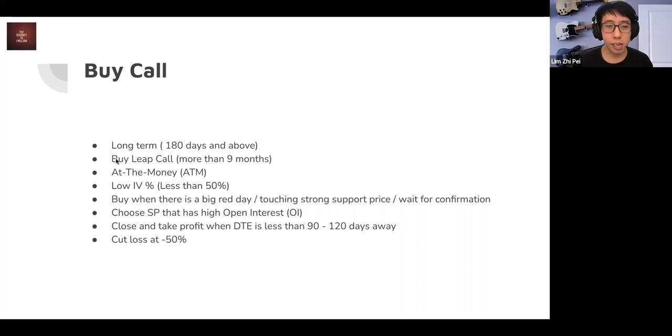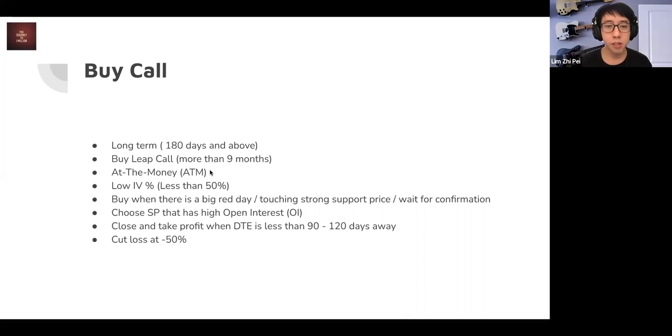The other term that I want to introduce is called a buy LEAP call. A LEAP call is when you buy a call that is more than 9 months to expiry. And also, for this strategy, it's best to buy a call at the money, which is around the stock price currently.